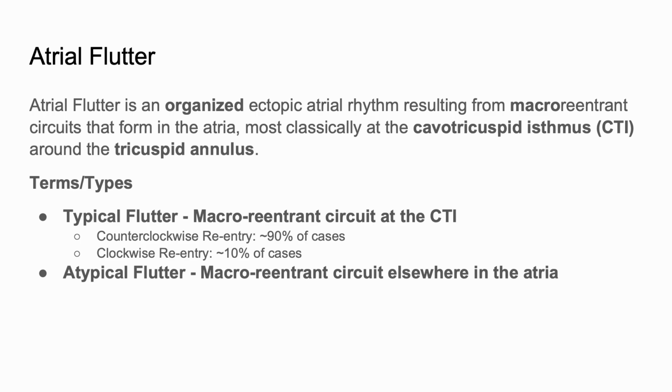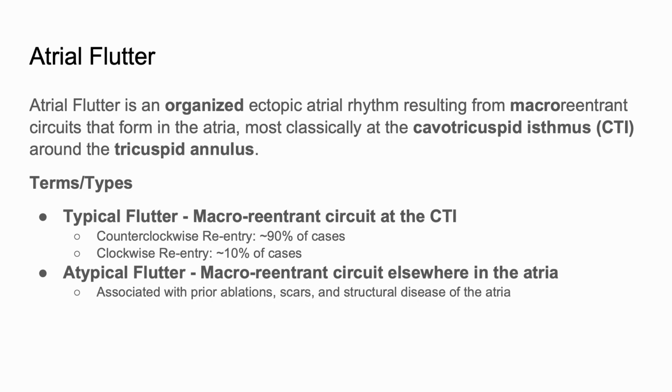Then we have atypical flutter, which is a macro reentrant circuit which is located elsewhere in the atria. This is associated with reentrant pathways that form around prior ablations, scars, and structural disease in the atria, which can be a little bit more tricky to try to go in and ablate just based on localizing it and actually accessing the macro reentrant circuit, as it could be over in the left atrium.